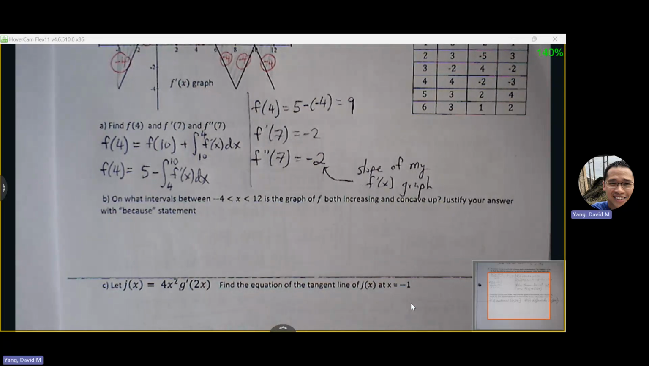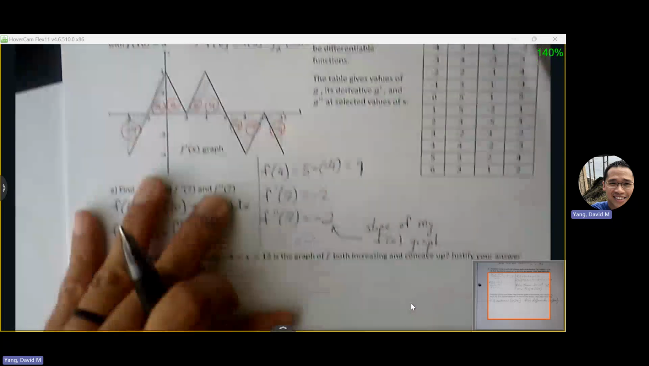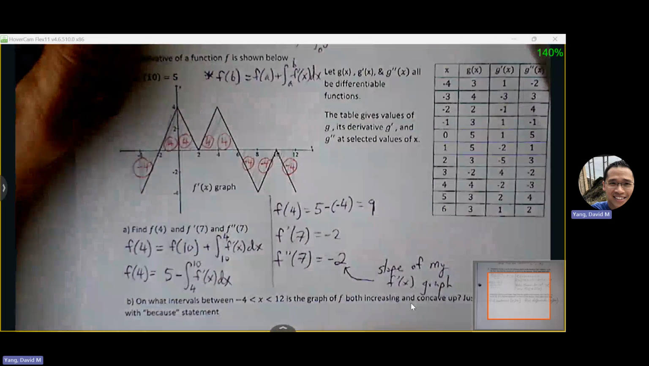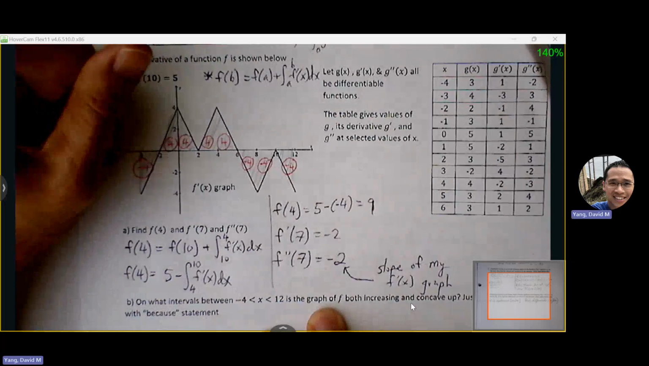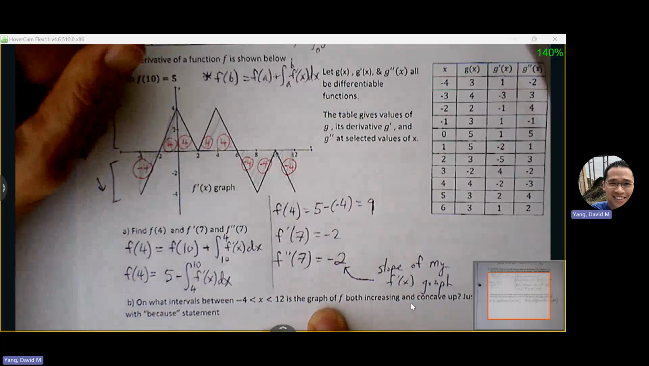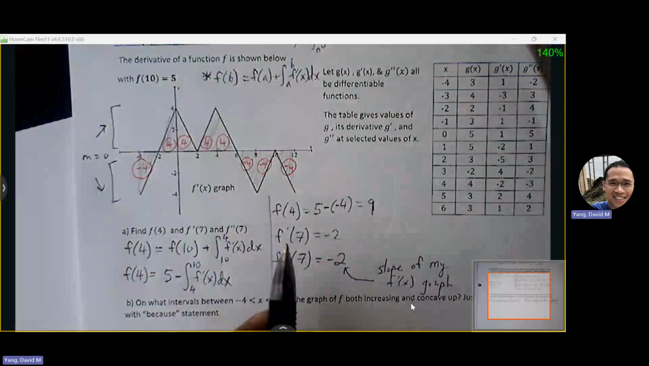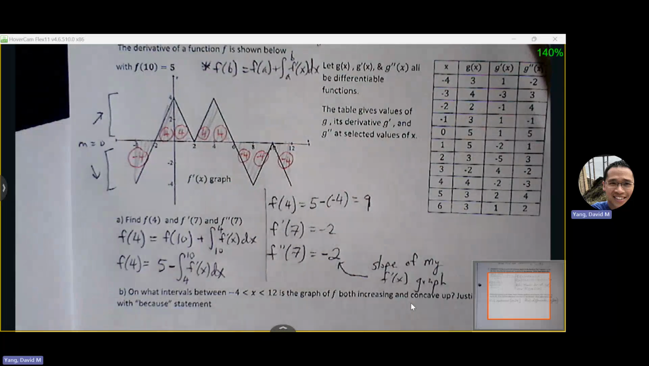On what interval between negative 4 and 12 is the graph of f both increasing and concave up? So let's keep reminding ourselves, we're looking at the derivative graph. So anything above the x-axis is positive slope. Anything below is negative slope. On the x-axis, slope 0. So we can create a slope sign line.